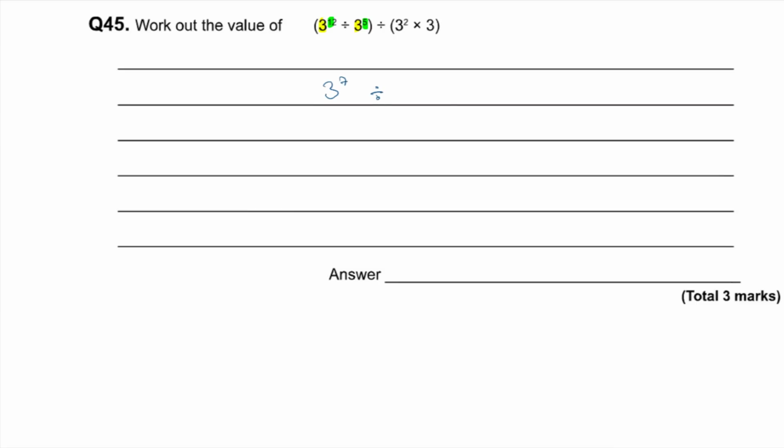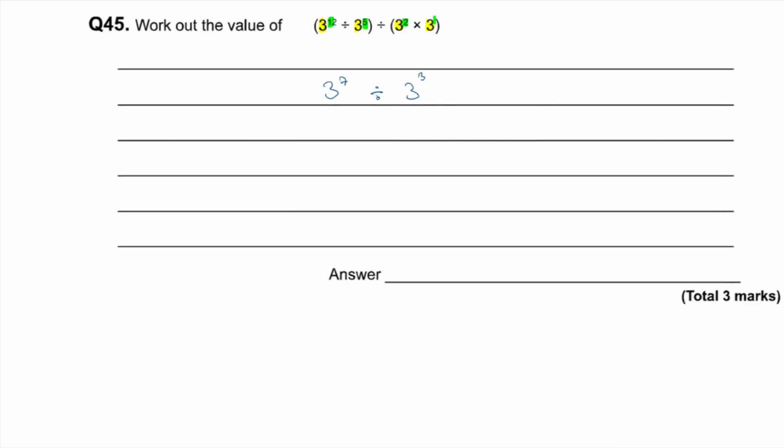And I'm going to be dividing that by the contents of the next bracket. Now here I've got, again, numbers with the same base. And I'm multiplying, so we're going to add the indices together. Now this second 3 doesn't have an index, but that just means the index is 1, isn't it? If you've just got a number by itself, it's got a power of 1. So it's going to be 3 to the power of 2 plus 1. That's 3 to the power of 3 then, isn't it?